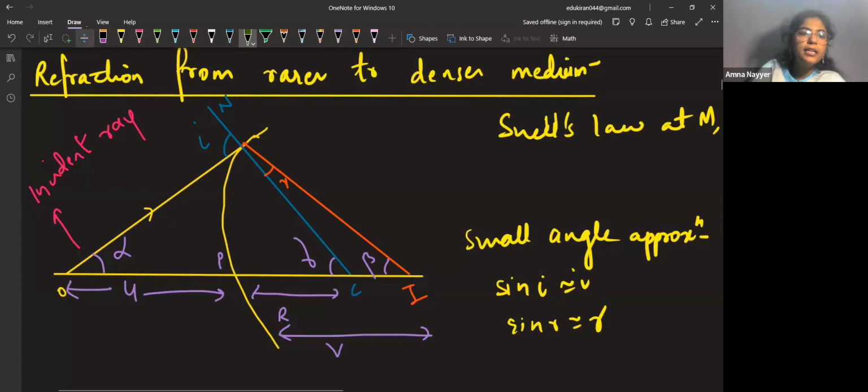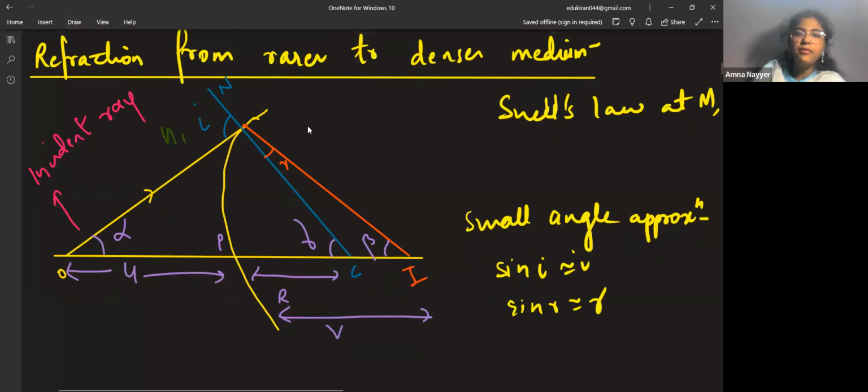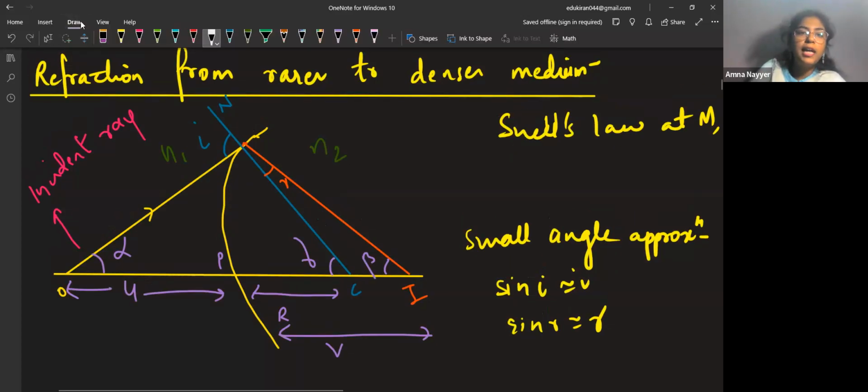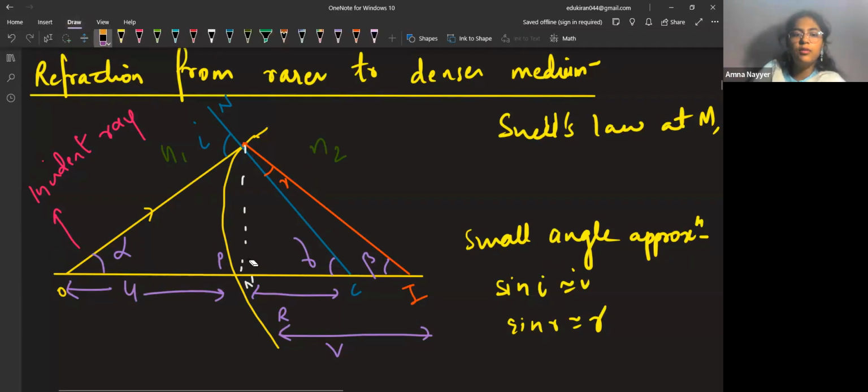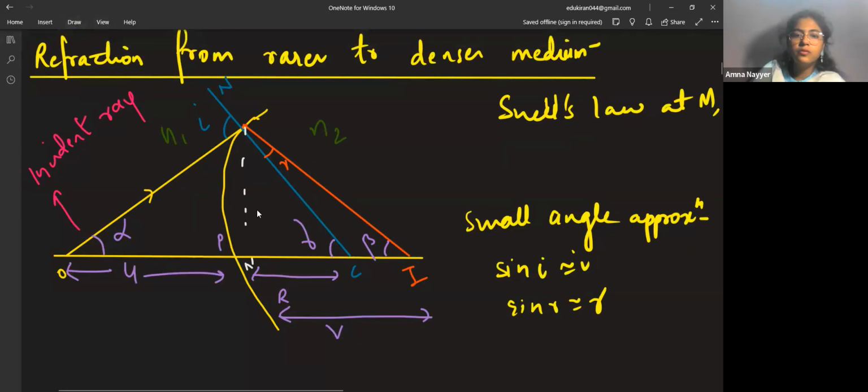Let's say the refractive index in this medium is N1. On this side it is N2, which we are going to use. Also, one more thing: for the calculation purpose, I am dropping a normal because I require this triangle for the derivation. I have dropped a perpendicular, N. Let's say this is M, this is N.